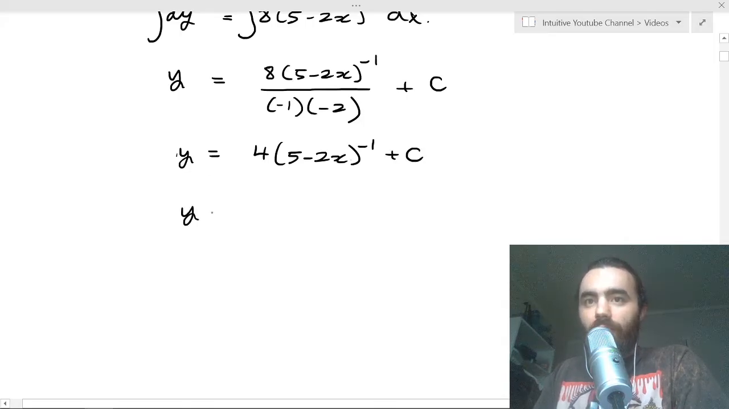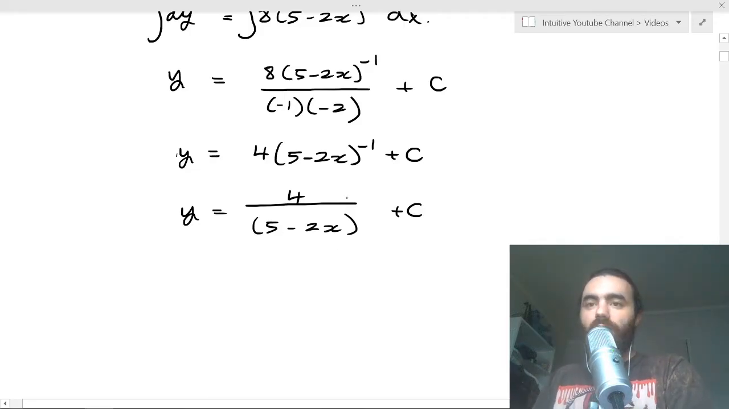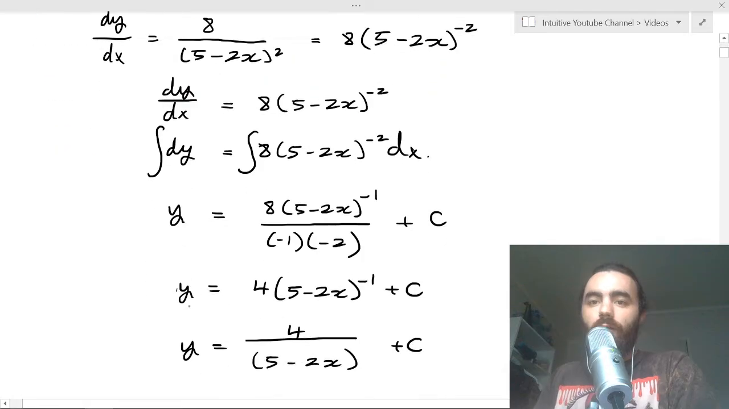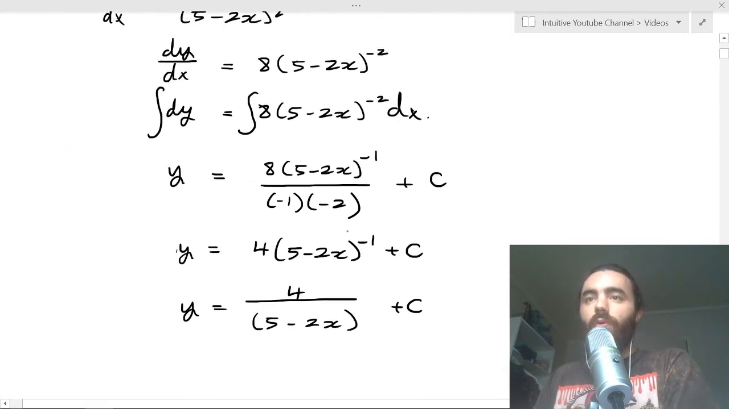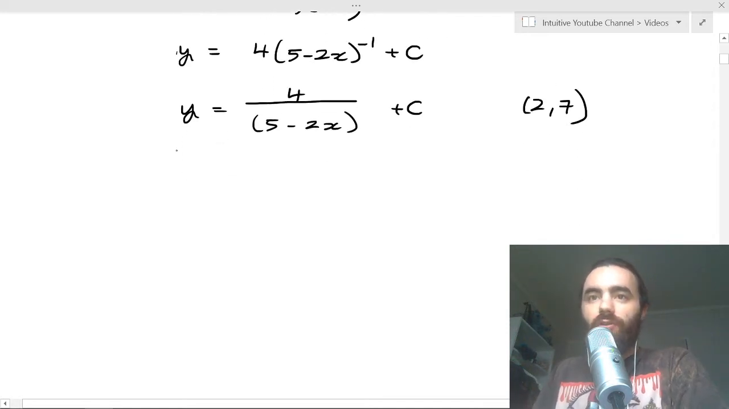We can rewrite that again to make it look even better: 4 over 5 minus 2x plus c. Now we have this, but we don't have this c, but we know that the curve here passes through the point (2, 7). So we can substitute in the point (2, 7) to find our c. So when x is 2, y is 7.